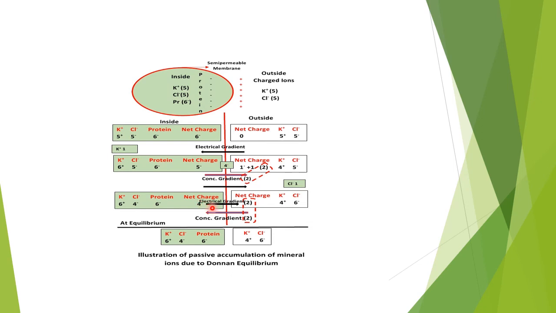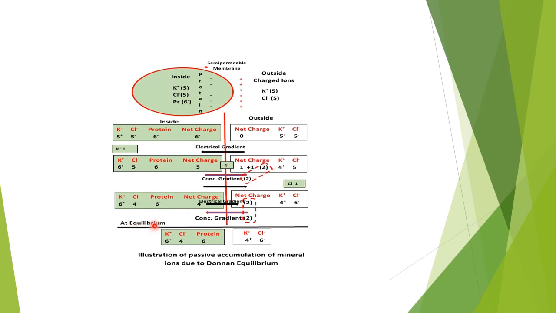So this electrical gradient, which will be 2 here, will at the same time favor the concentration gradient. We have 6 here and 4 here now. So there will be a concentration gradient of 2. So the concentration gradient and the net charge will become equal. That means there can be an establishment of an equilibrium.